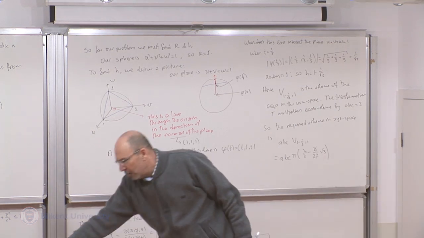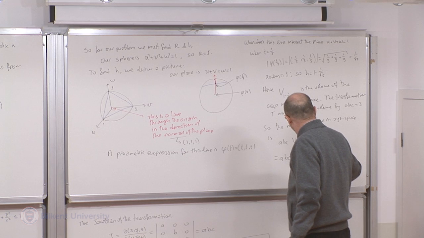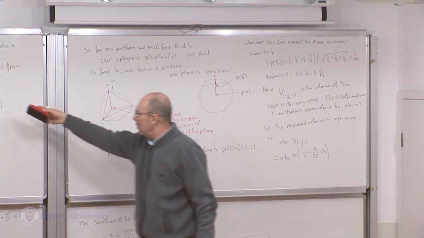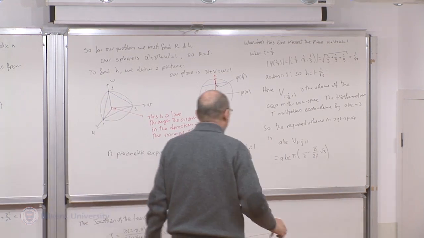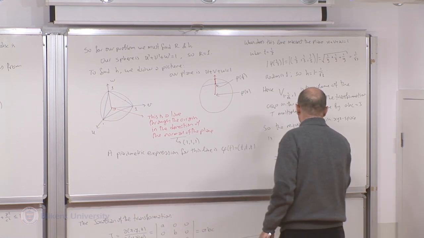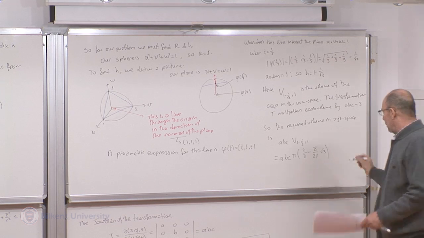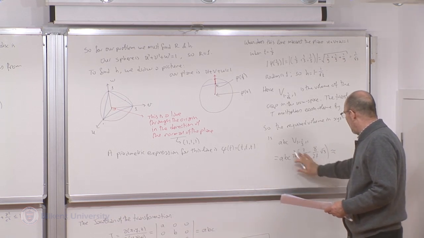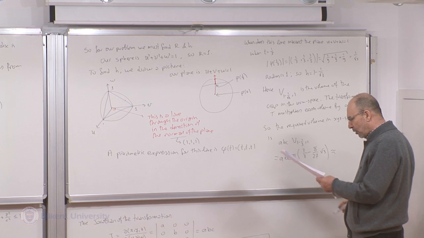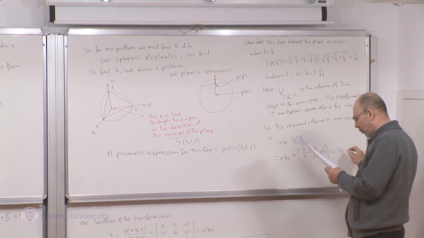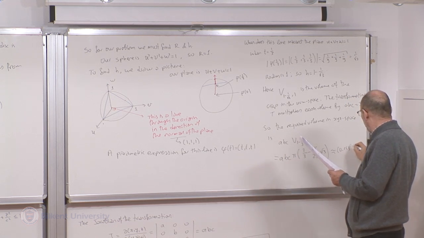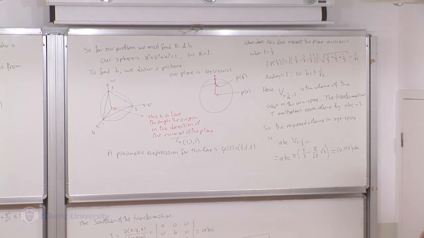Okay, so this part is just, you put these things in, and then you simplify it until you are satisfied. You can also leave it like that. So this is approximately, if you calculate this part, you see this is a number times ABC, so this is 0.153 ABC. Okay?